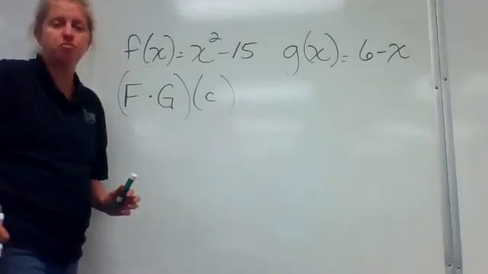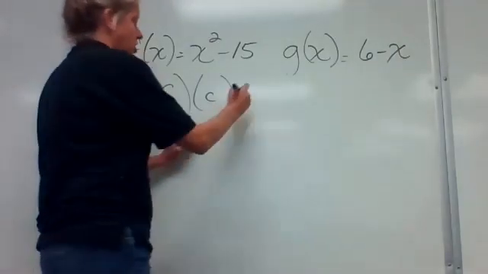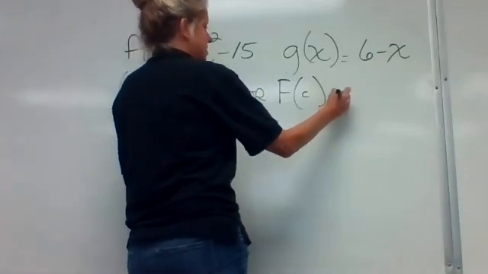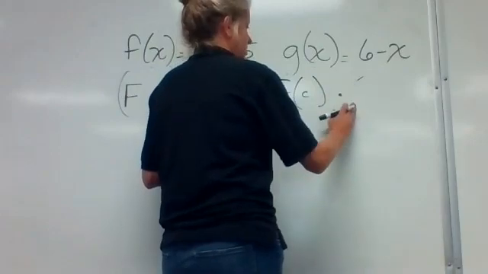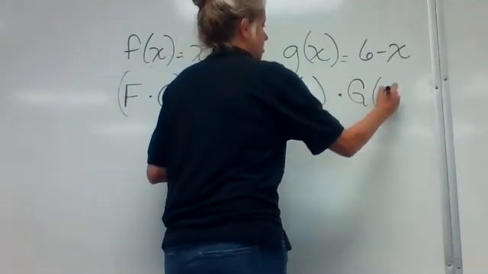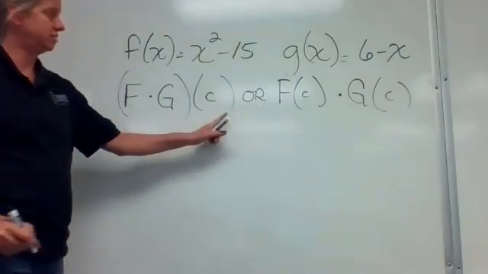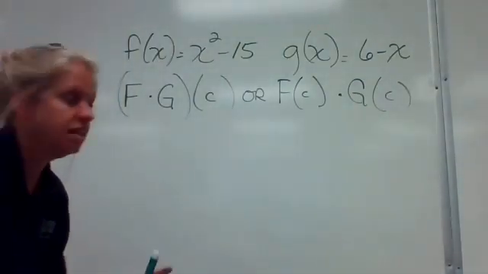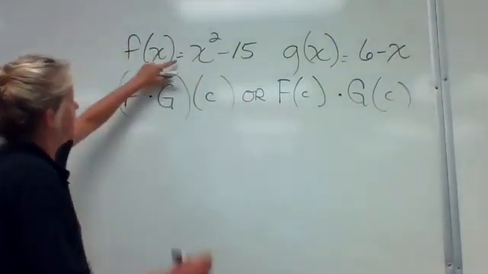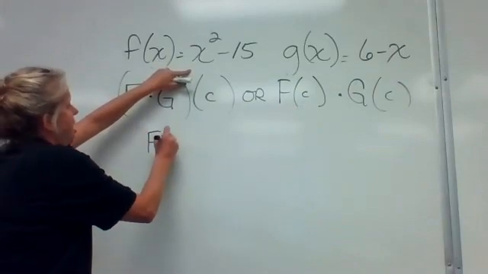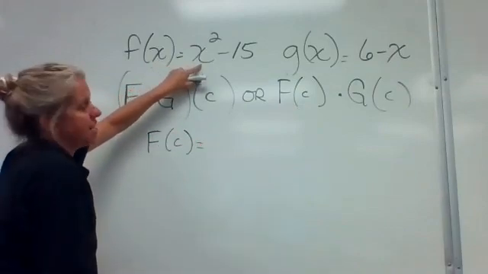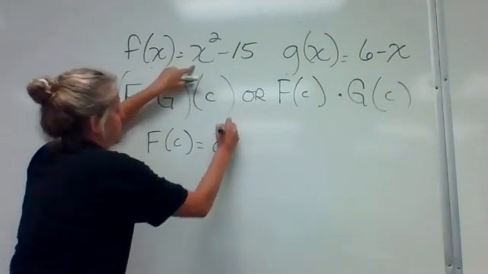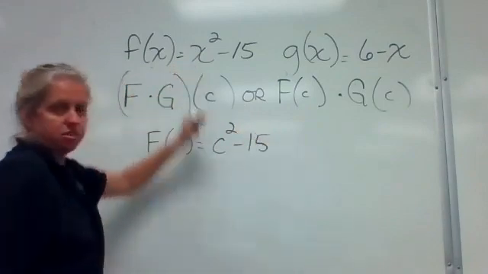You're going to do exactly what we've been doing. Or f of c times g of c is the other way to write it. So I'm just replacing the x's with c's. So how do I find f of c? I go to my f function and replace its x with a c. So instead of x squared, I'll have c squared minus 15.